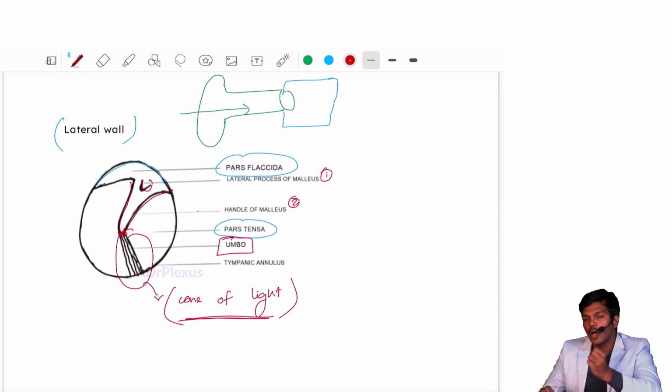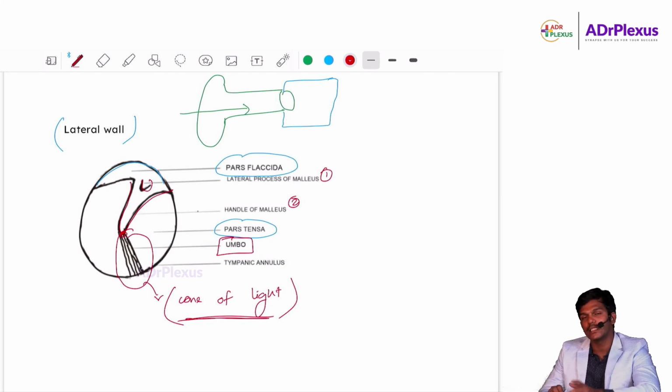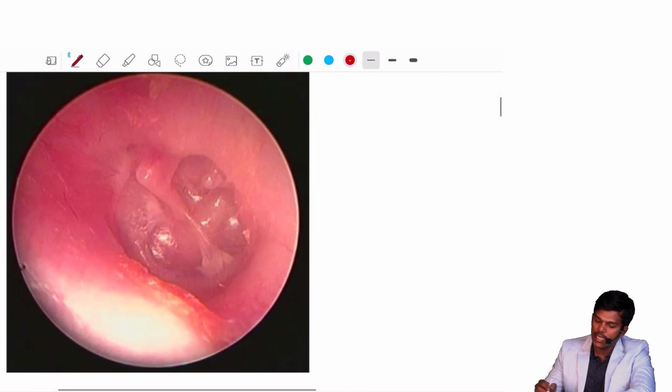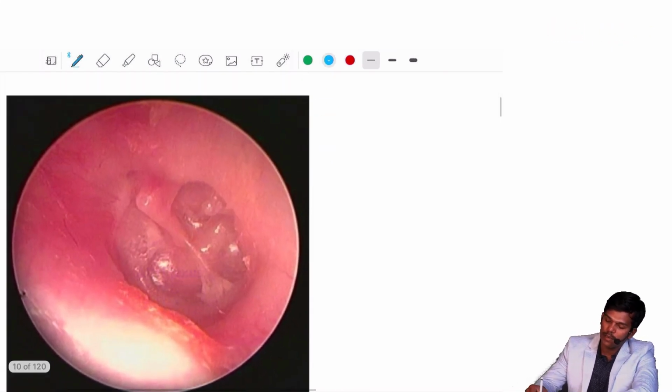This is how a normal tympanic membrane looks. The cone of light should be present, and all the structures should be like this. If it looks like this, it is a normal tympanic membrane on examination. If not, this is a retracted tympanic membrane.